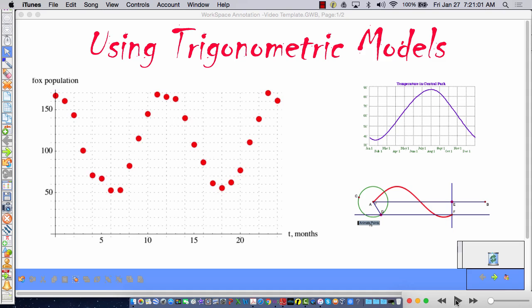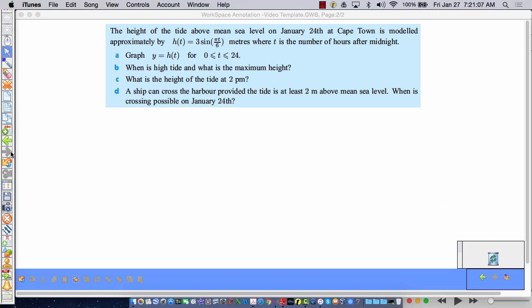All right. So we've already discussed trigonometric models, and we are now going to use them to make some predictions, to model some behavior. This time, it's going to be about the height of the tide above mean sea level on January 24th back in Cape Town. And it is modeled approximately by this trigonometric function. The important thing is T is the number of hours after midnight, and H of T is the height above sea level.